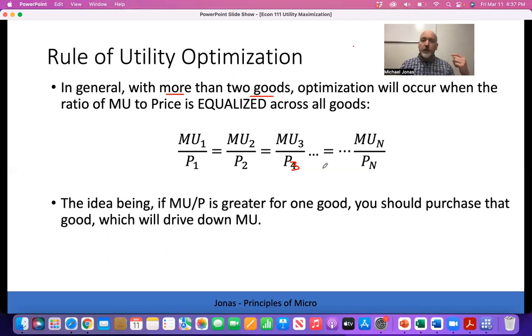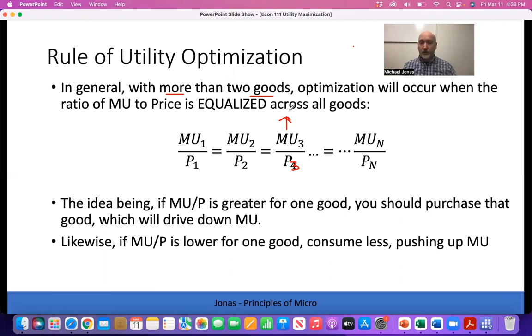Right? So the logic is, if this doesn't hold, say if for whatever reason MU3 over P3 is higher than all the rest, well, basically what that's telling you is you didn't follow the optimization correctly, because the bundle that you've consumed should have contained more of good 3, because you could have earned more utility per dollar. So when you readjust, you're going to spend more of your money, make more purchases on good 3, because that's where the higher utility per dollar is, and diminishing returns is going to drive down that marginal utility, right? And you're going to keep doing that until it's equalized.